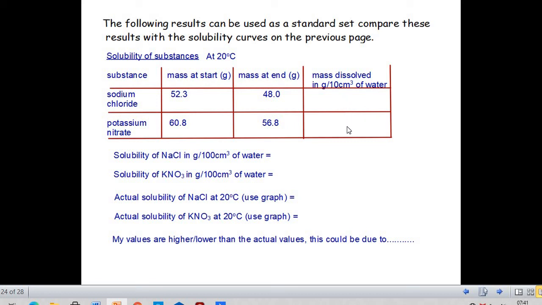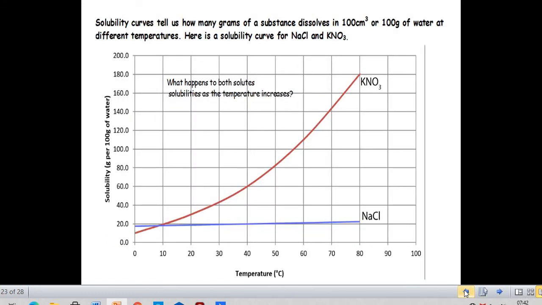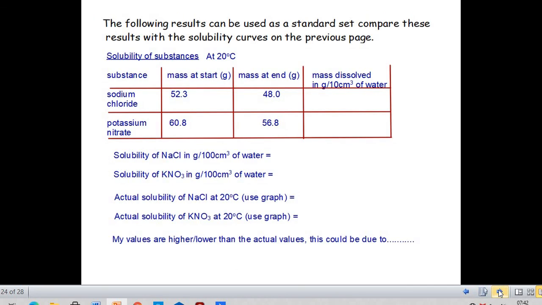And then you write the solubility, look, of sodium chloride in grams per 100 centimetre cubed of water now. So you use these values here, but this time you've got to convert them to 100 centimetre cubed. So you times them by 10 because you dissolved them in 10 centimetre cubed of water, but now we're looking at 100 centimetre cubed of water. Then you use the graph. So you use this graph that you've got in your book to work out the actual solubility of sodium chloride and potassium nitrate.